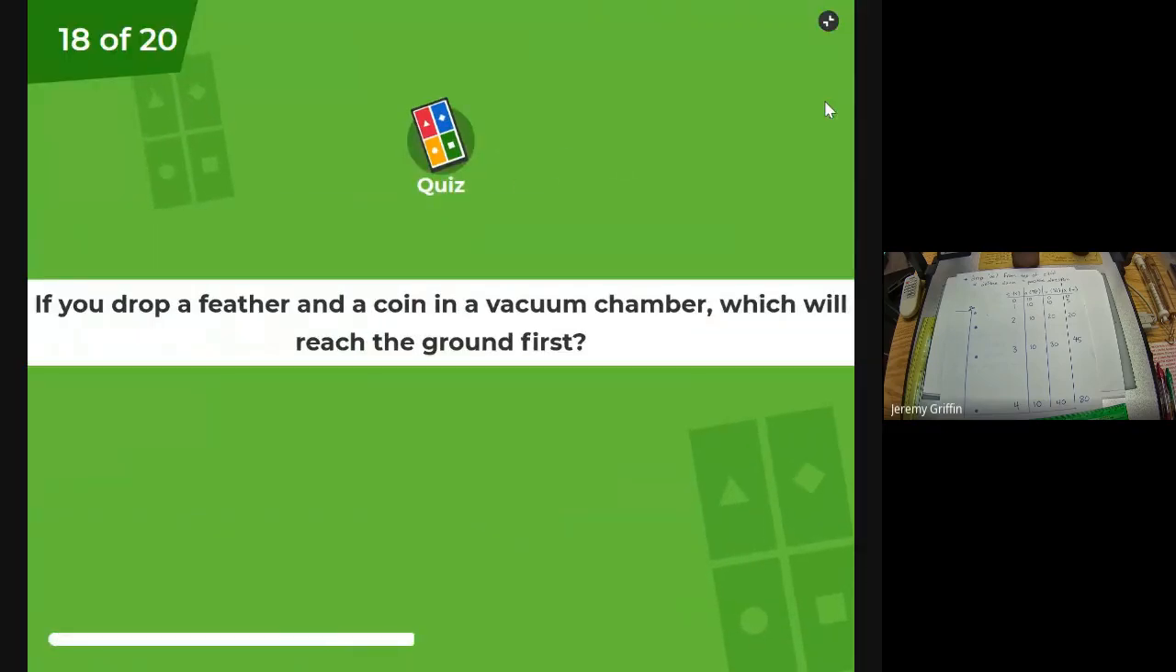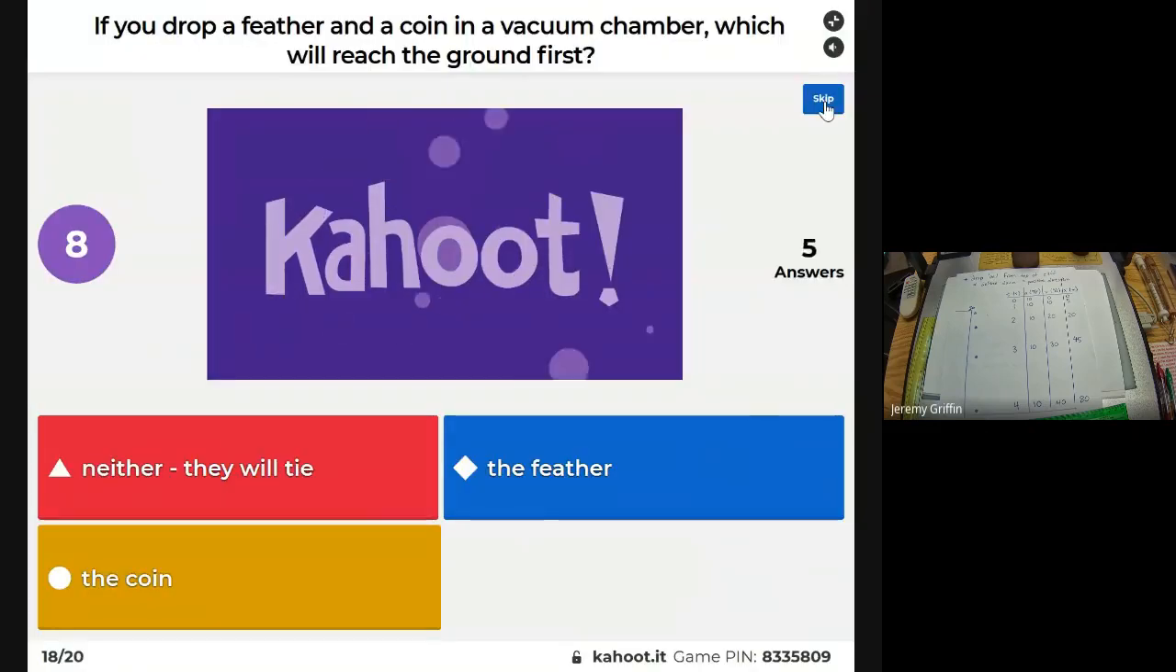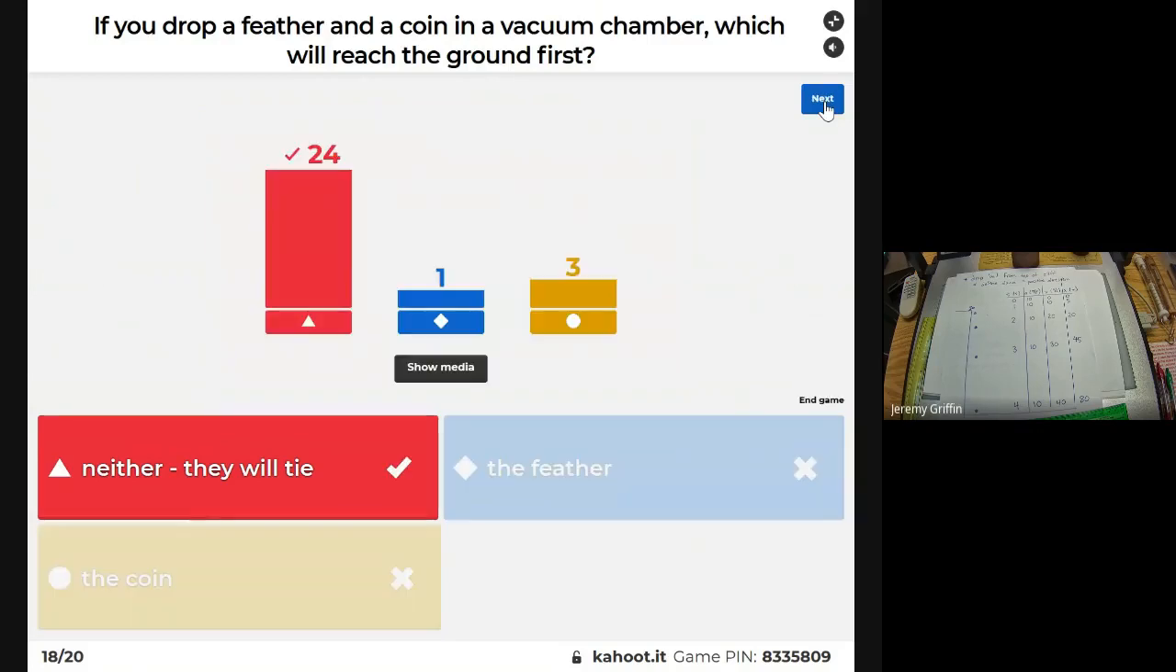If you drop a feather and a coin in a vacuum, which will reach the ground first? Yeah, they're gonna tie. Good call. Now I'll tell you what, I bet you guys pretty much all get this right, but I bet your brains are screaming, I don't believe it. Because none of us are living our lives in a vacuum. We've all lived in an atmosphere, and feathers always kind of float to the ground, right?